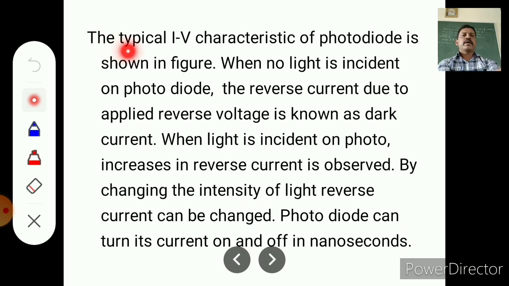A typical IV characteristic of a photodiode is shown in the figure. When no light is incident on the photodiode, the reverse current due to the applied reverse voltage is known as dark current. When light is incident on the photodiode, an increased reverse current is observed. By changing the intensity of light, the reverse current can be changed. A photodiode can turn current on and off in nanoseconds.